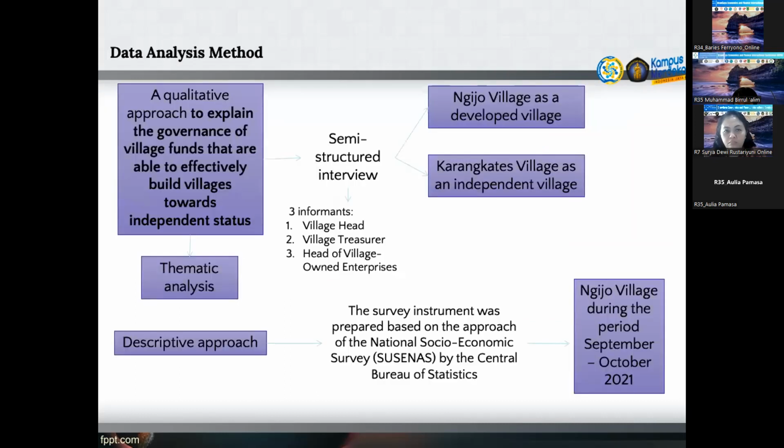All right, this is our research method. We conducted this research in two stages. In the first place, there is a descriptive approach, in which we surveyed the socio-economic condition in Ngijo village to represent how the village fund is affecting them. In the second stage, we incorporated semi-structured interviews into the research, and we had three informants. We tried to investigate how they manage the village in the era of the village fund. This research was conducted in 2021.